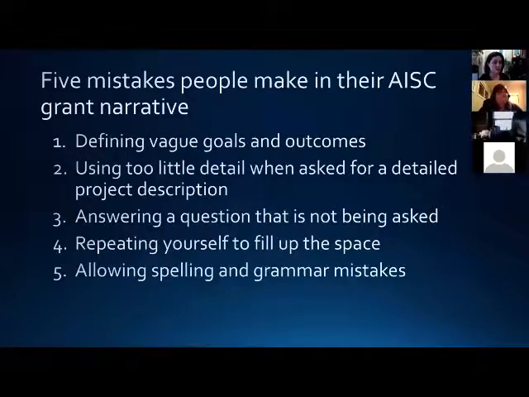Here are 5 mistakes we found people make in writing their grant narrative. Number 1, defining vague goals and outcomes. Number 2, using too little detail when asked for a detailed project description, which is question number 2 and should be your most detailed answer. Number 3 is answering a question that is not being asked. Number 4, repeating yourself to fill up the space. Again, you don't have to use 10,000 characters because you can. And number 5, the cardinal sin of allowing spelling and grammar mistakes. The attention you pay to spelling and grammar mistakes tells the panel a lot about how much you want to get funded.